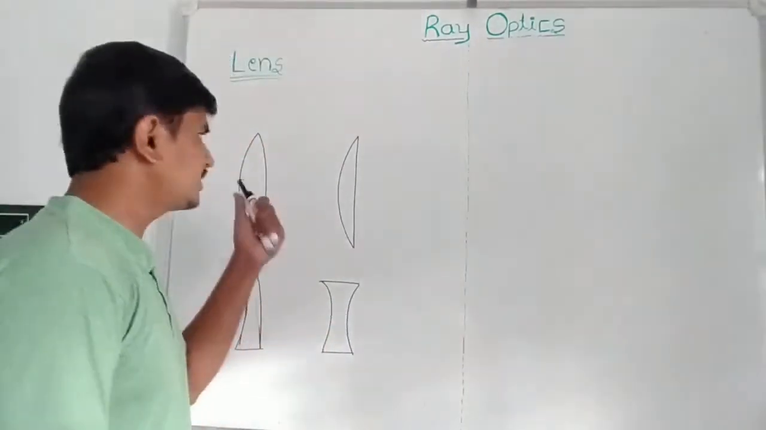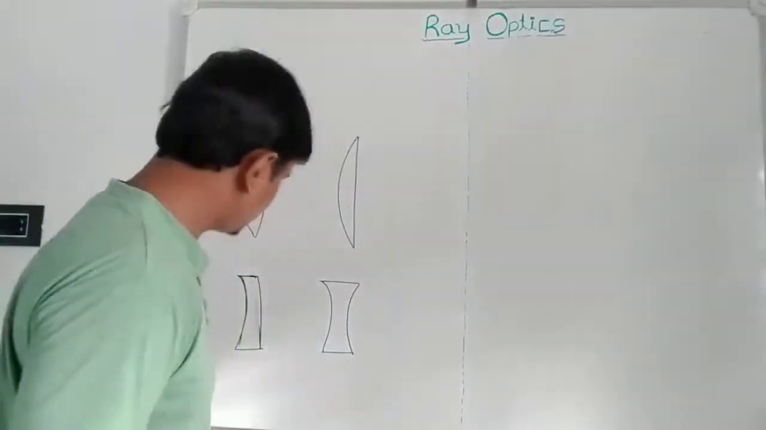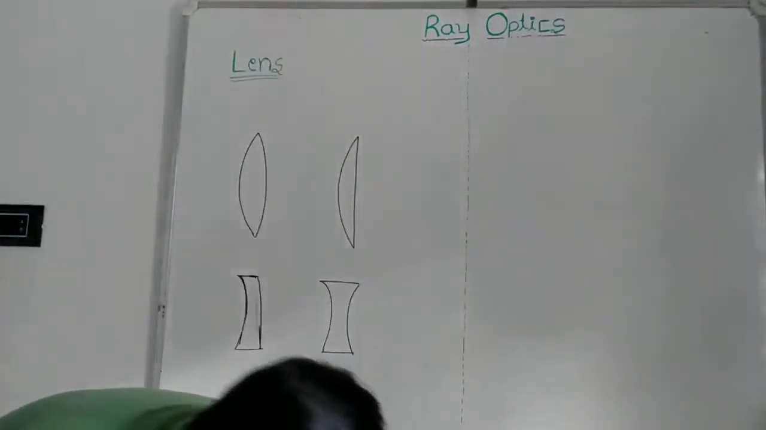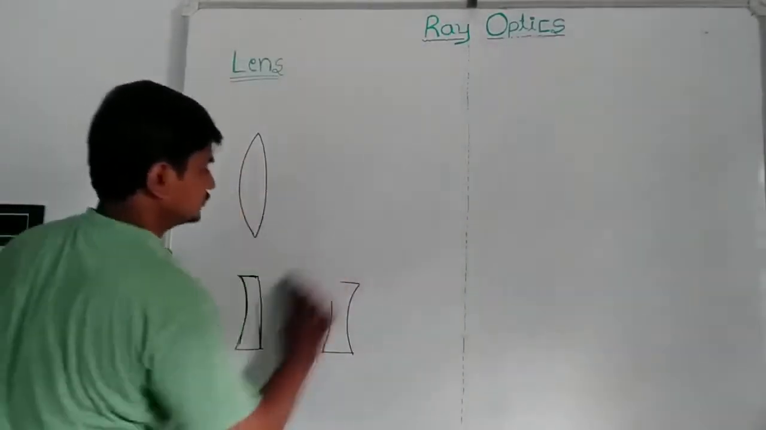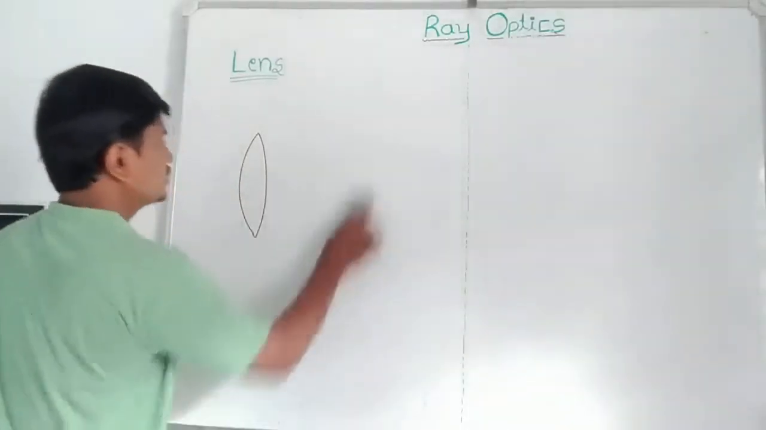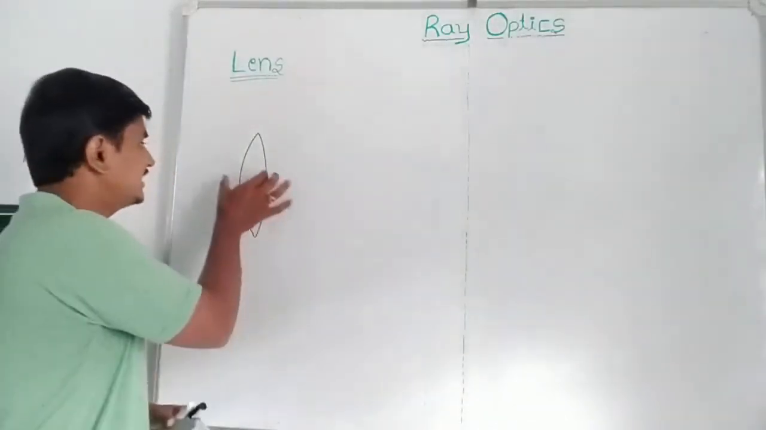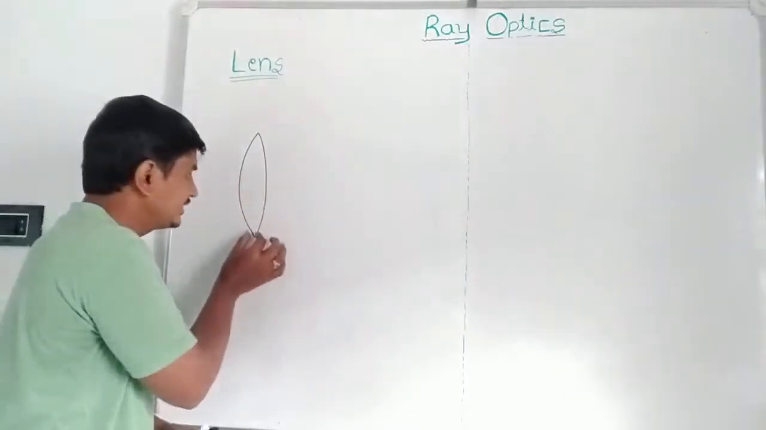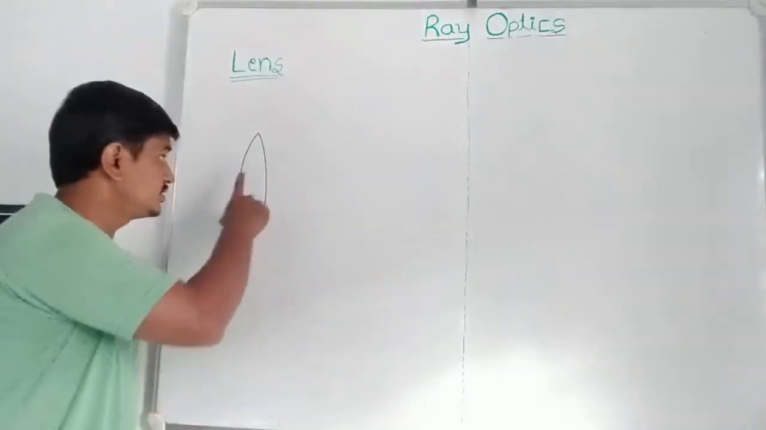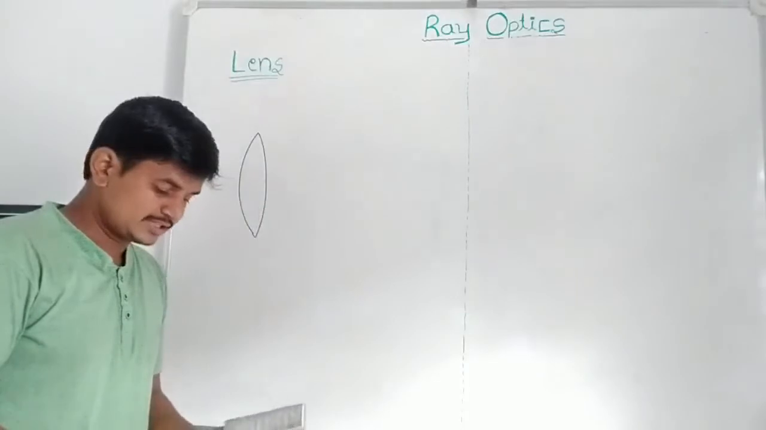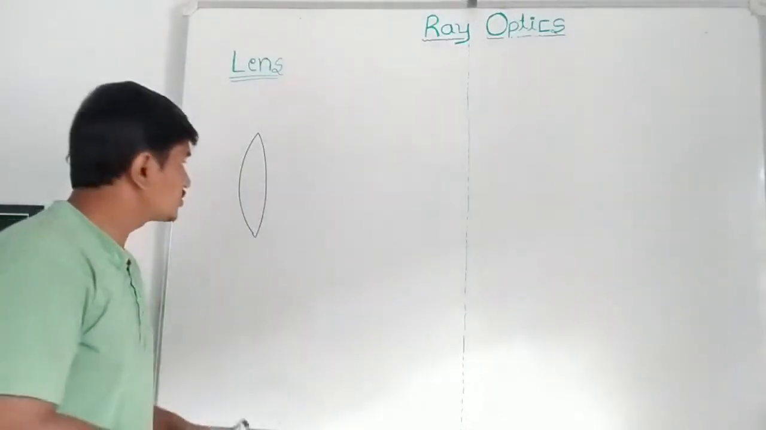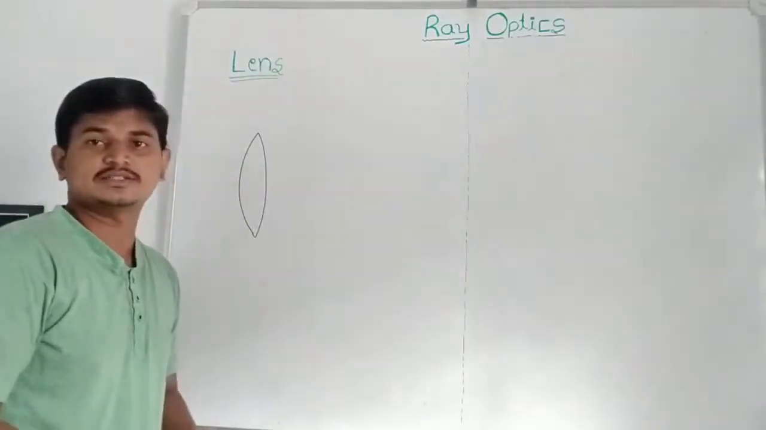See, I just told you that there is a convex lens. The convex lens is thicker at the middle and thinner at the edges. This is what we call a convex lens. It is also called a converging lens.